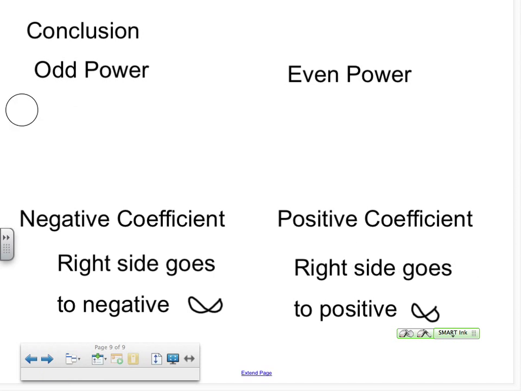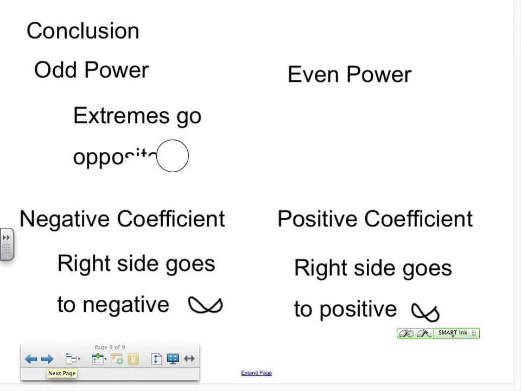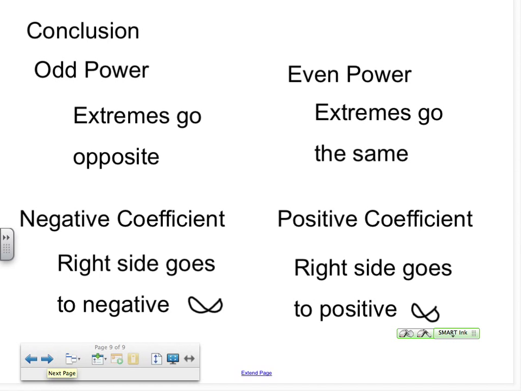If it's an odd power or an odd degree, the extremes will go opposite ways. That means the right side will go up and the left side goes down, or vice versa. If you have an even degree, the extremes will do the same thing.